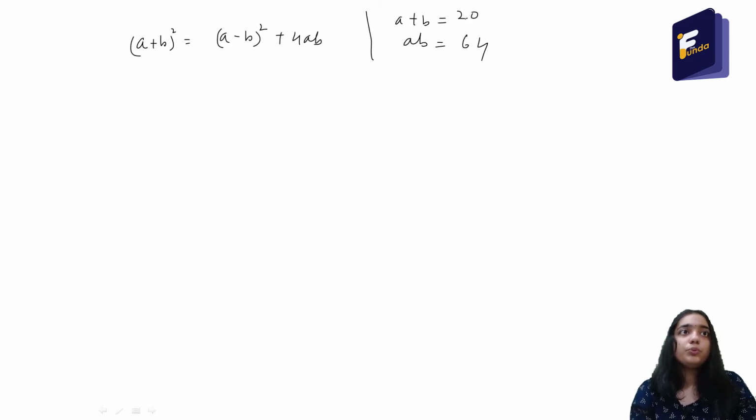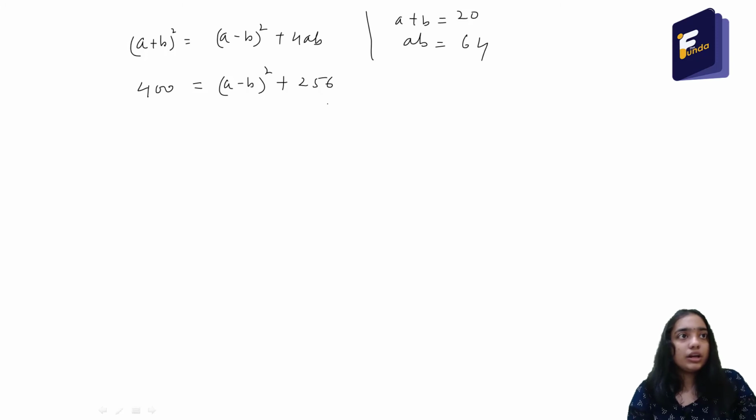Now we are just going to put these values to get the value of (a minus b) whole square, and obviously by taking the root we can get the value of a minus b. So (a plus b) whole square, here we will put 20, so 20 square is 400. So 400 equal to (a minus b) whole square plus 4ab. So ab value is 64. 4ab is 4 into 64 and the value is 256.